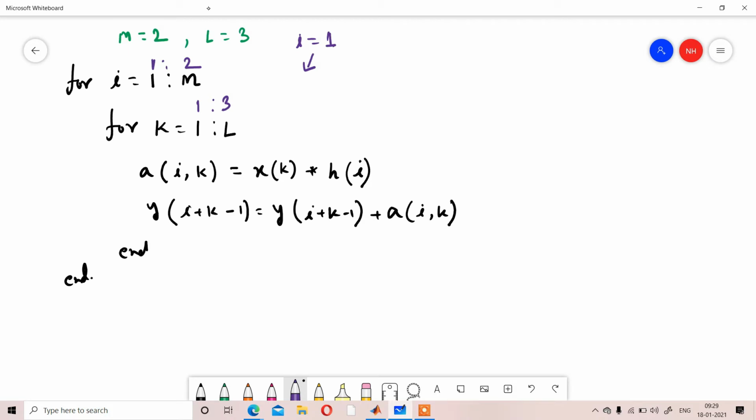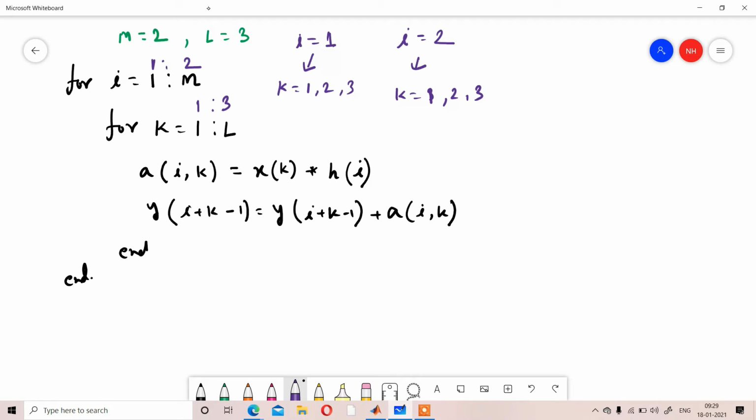K equal to 1, it will be 1, again it will be 2, again it will be 3. So for a single value of I, we will get 3 values of k: k equal to 1, 2, 3. And that code will run. After that, again it will come here and I will be made 2. For I equal to 2, again we will take 3 values of k as 1, 2, 3. So in that way that will run.